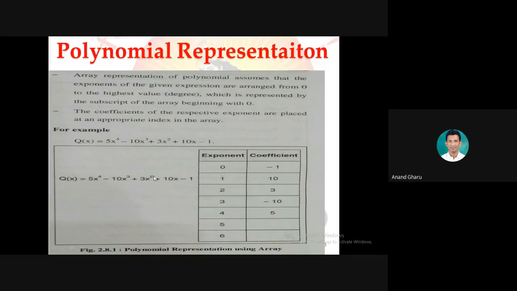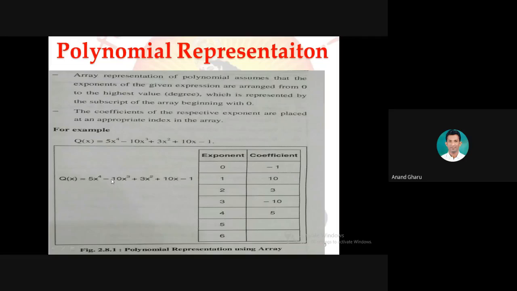Okay, here you can see 2. 2 means exponent. What is the coefficient for exponent 2? 3. Come here, exponent is 3. What is the value associated with exponent 3? Minus 10.